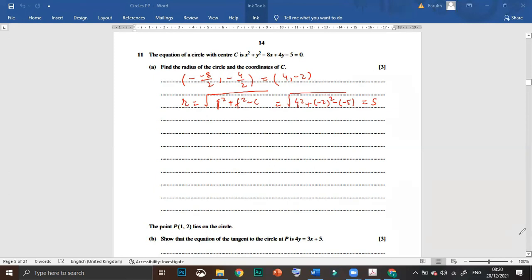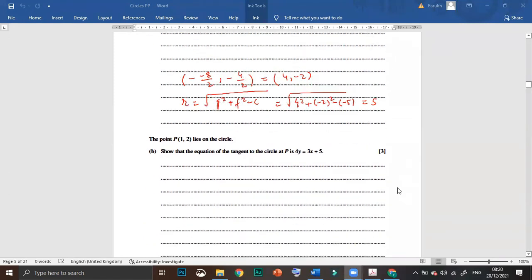Now the second part says the point P lies on the circle. Show that the equation of the tangent to the circle at P is 4y. First of all, we will sketch the diagram. This one is the circle. This one is the center, 4, minus 2. This one is a point on the circle, which is 1, 2. And this one is the tangent to the circle.